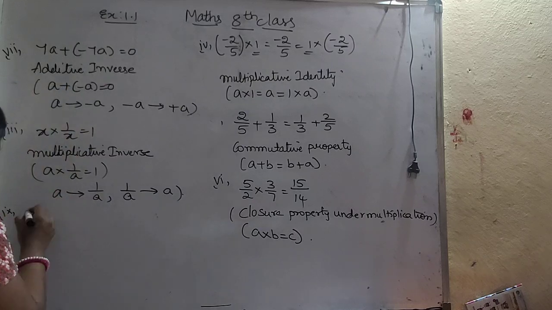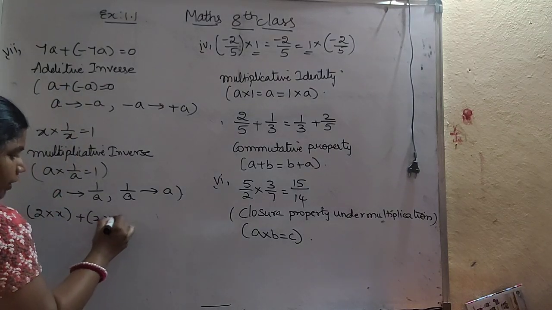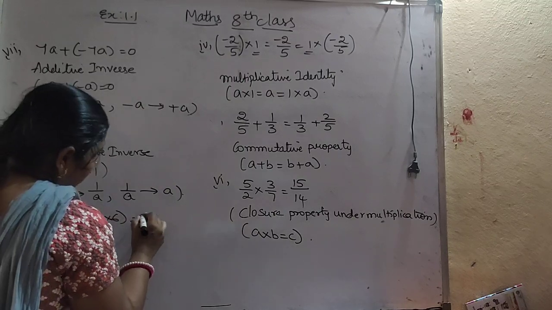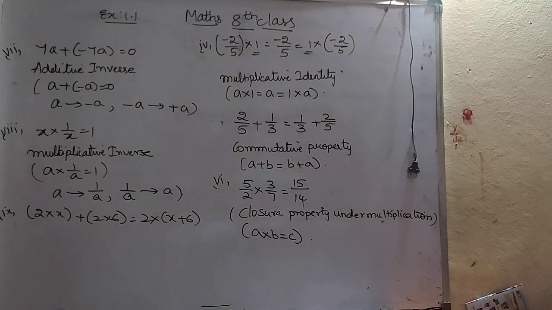Ninth one. 2 into x plus 2 into 6 is equal to 2 into x plus 6. So here at a time you are seeing two different signs, that is multiplication and addition. So in which property will you see that? That is distributive property.